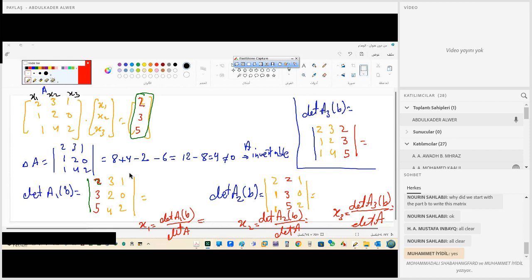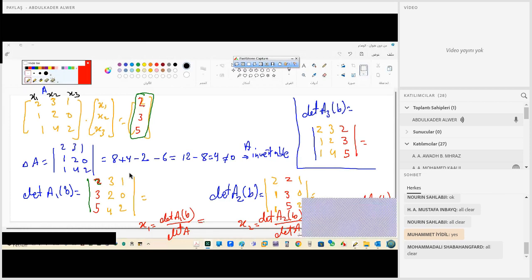This is Cramer. And this is one of the most important methods. Cramer rule gives us the exact answer, and it's easy. And as engineers, I'm 100% sure you will use this method in your life. So this is one of the most important methods, Cramer rule.